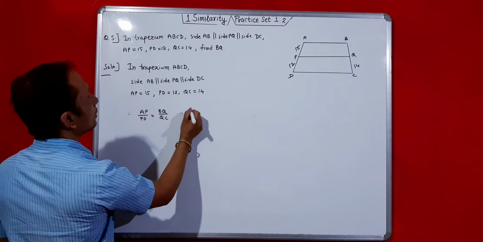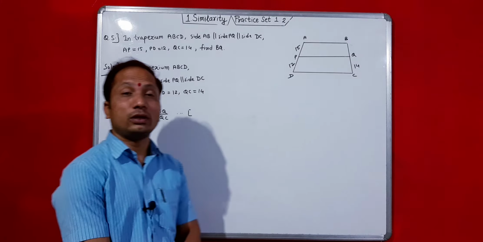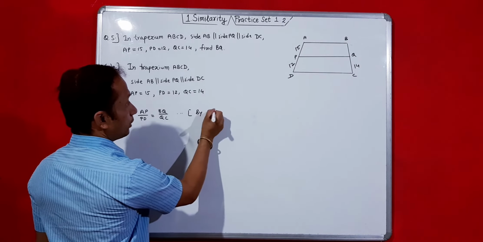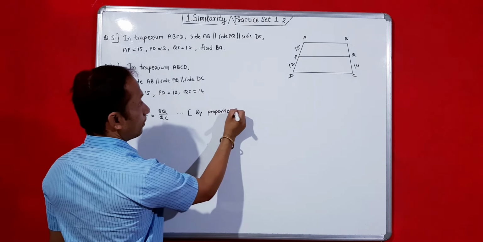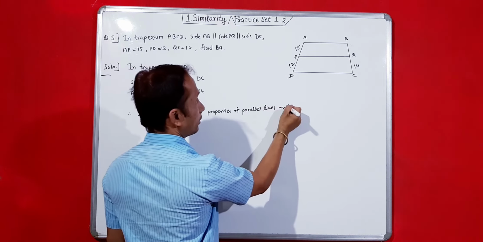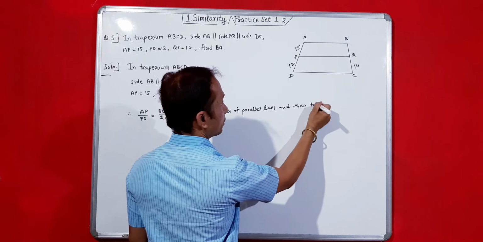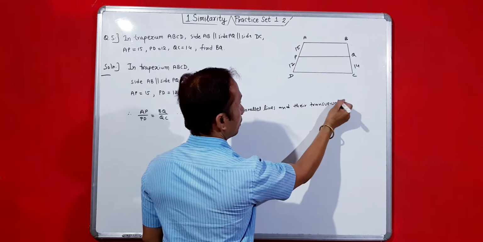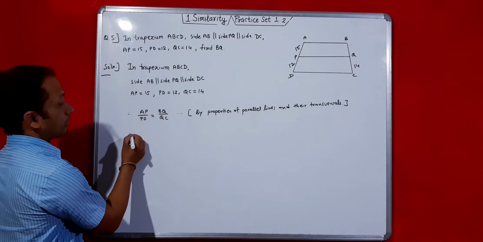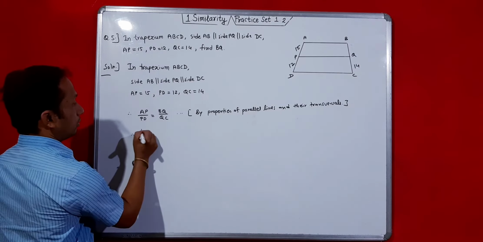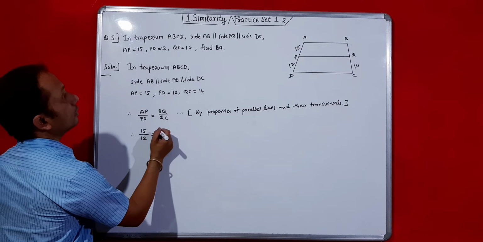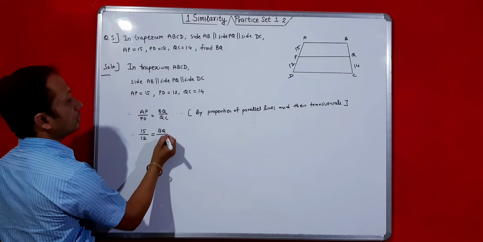Reason: by the properties of three parallel lines and their transversals. If you want to write, you can write AD and BC are transversals. It is not necessary, but still you can write. 15 upon 12, and then BQ. We have to find BQ, and QC is equal to 14.